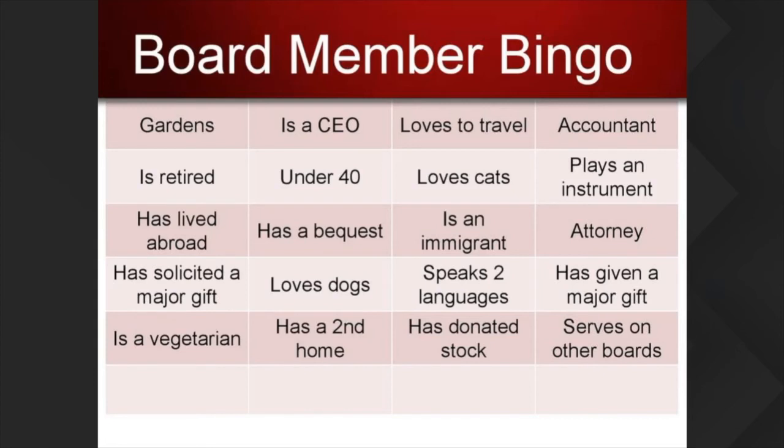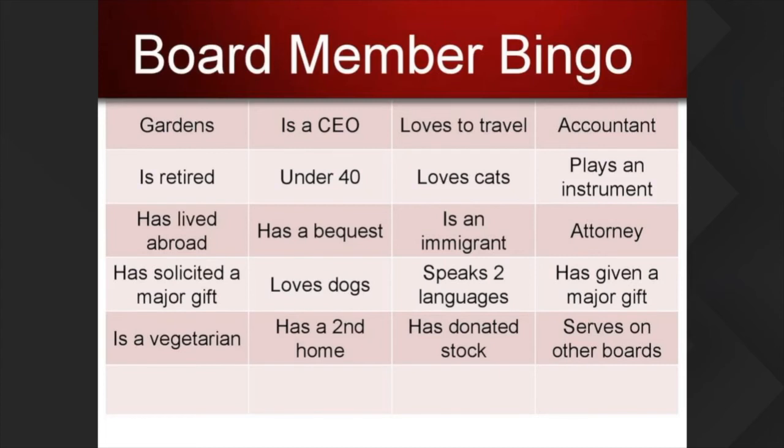Generally, they don't fill all the squares, and ask people to sit down. Then find out, are the same boxes on everybody's bingo card empty? So ask, which squares could we as a group not complete? Do we not have an accountant in the room? Do we not have an attorney in the room? Do we not have anybody who's given a major gift or solicited a major gift? Do we not have anybody who's donated stock? So we can talk about, what does that mean about our board? What do we need to think about?